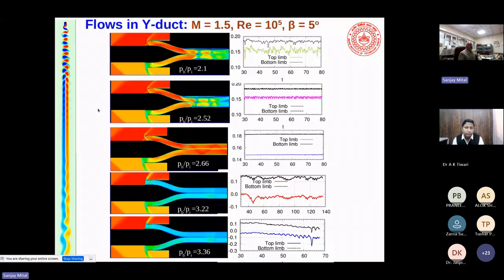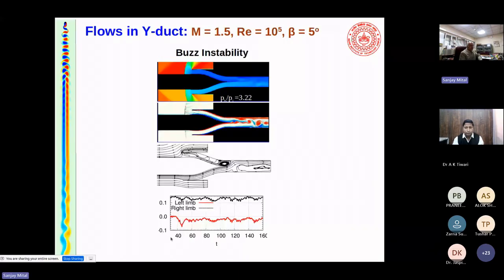As you increase the back pressure, initially you get a very nice flow. And at some situation, you could get the flow unstarts. That means the engine actually extinguishes, it flames off. And that's no good. So we can simulate all those situations. This is the buzz instability, where the shocks go back and forth and create a buzzing sound. So that's the buzz instability.